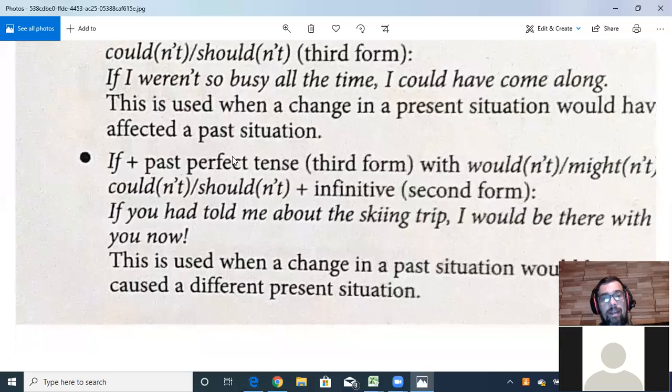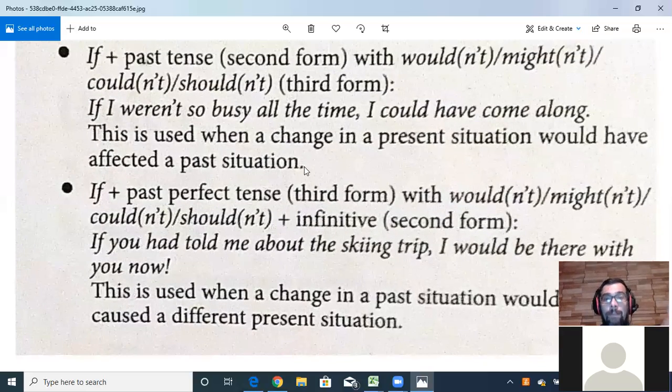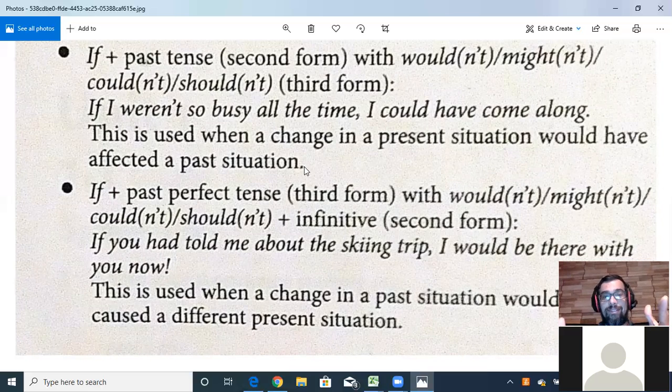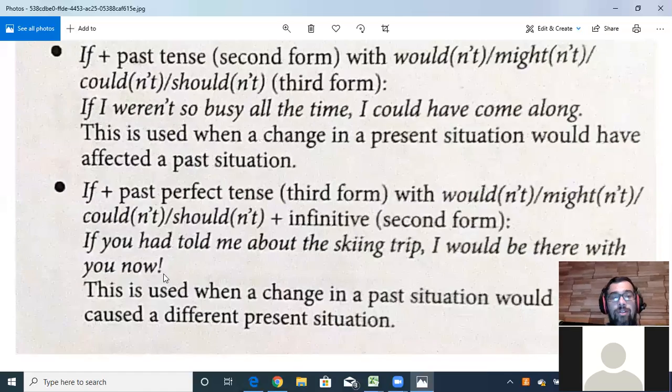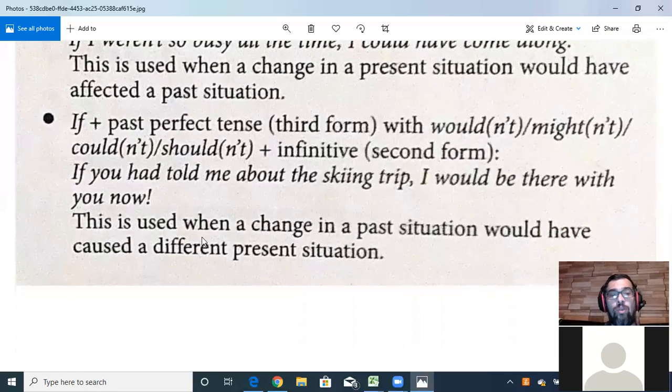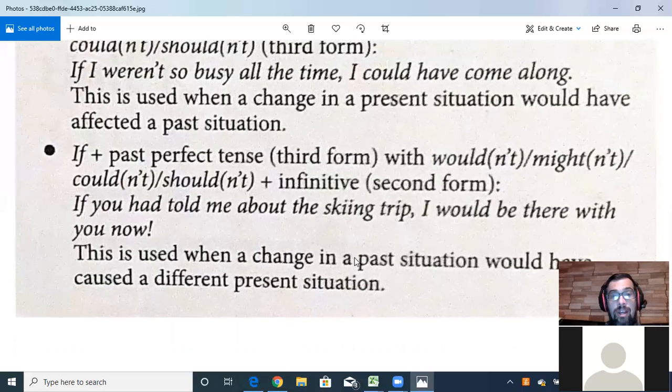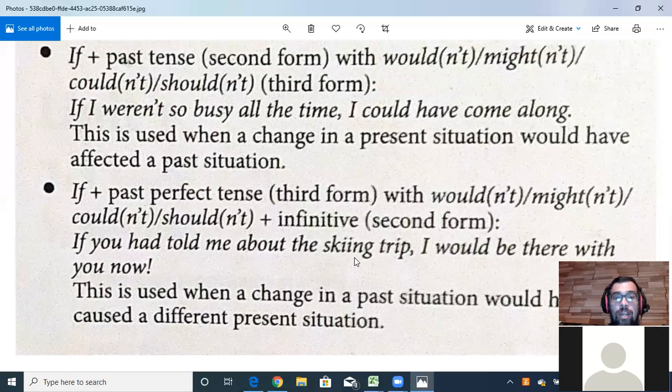Then we have another one. Now we're going to combine the third with the second. First we did the second and the third, now the third first and then the second. I know it's kind of weird, but here we have if plus past perfect with would or might. So if you had told me about the skiing trip, I would be there with you now. This is used when a change in a past situation would have caused a different present situation. So you are supposing things.